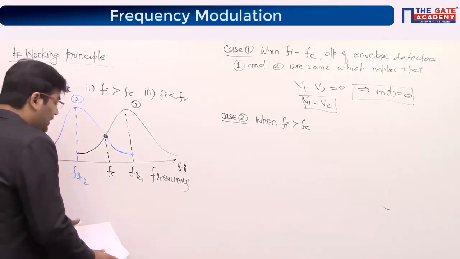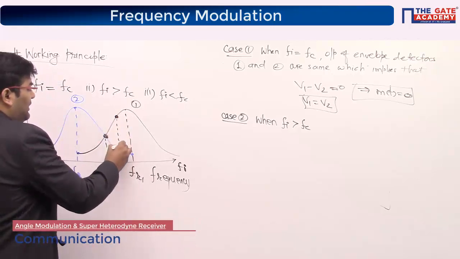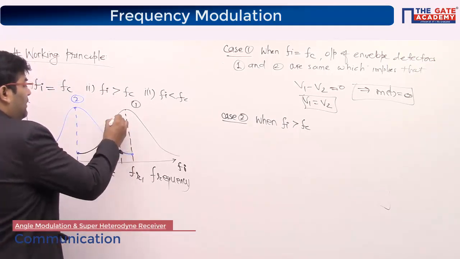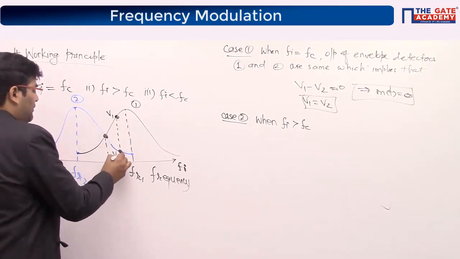I think somewhere here, let's say here. Fi is somewhere here. So you can clearly see that this gain is more, so V1 is more than V2.